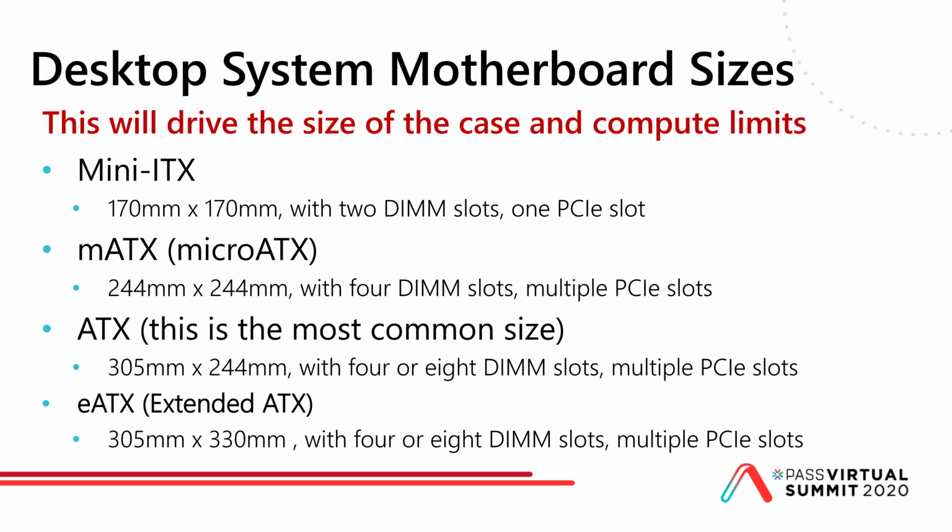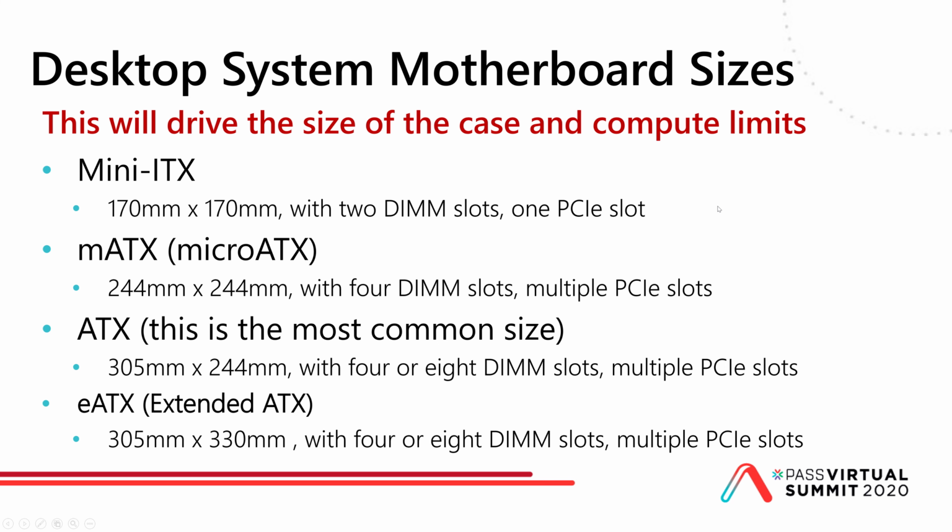Now, if you step up to micro ATX, it gets a little bit larger, and usually you're going to have 4 DIMM slots and usually more than 1 PCIe expansion slot. Then if you go to ATX, which is the most common size, then it gets slightly larger, and this is going to have either 4 or 8 DIMM slots depending on what kind of a motherboard we're talking about, whether it's a mainstream or high-end desktop, and then you're going to have multiple PCIe slots. And then finally, you have extended ATX, which is even larger, and usually that's used for HEDT systems. But if it's not, it might just be a regular mainstream system, so you could have 4 or 8 DIMM slots, and then multiple PCIe slots that you have to work with there.